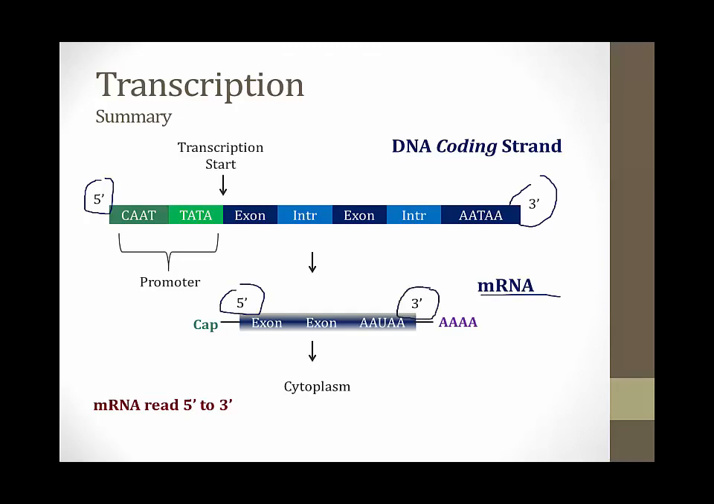And the reason that DNA is usually shown as the coding strand and mRNA is shown going from 5' to 3' is because mRNA is read in the 5' to 3' direction. What that means is that whichever amino acid is coded for here at the 5' end will be the first amino acid added to a protein when the mRNA molecule is translated, and then the translation process will move in this direction from 5' to 3' to synthesize a protein.